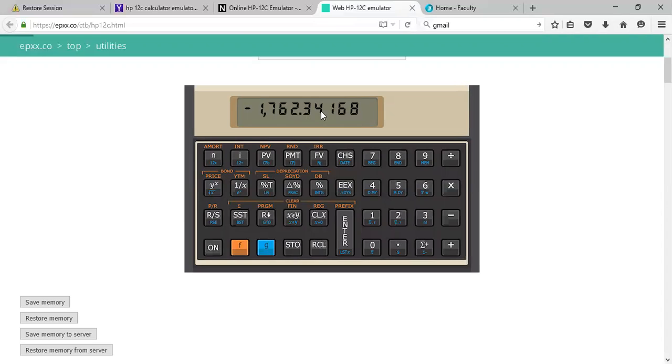$1,762.34. Okay, so again, if I gave you $1,000 today, if you were to invest it at 12% a year for 5 years, in the future, you'll have $1,762.34. Okay, so that was calculating a future value. Why don't we go ahead and do a practice problem.